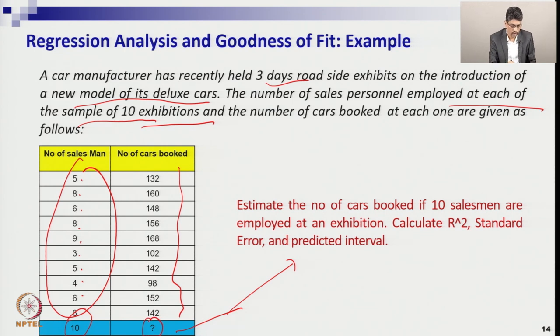In that case, what the regression output is, is not our objective, because using Excel you will get the forecast value immediately. Our objective here is what we have learned today: calculate the R square, calculate the standard error, calculate the prediction interval. Let's go to the Excel and understand this.